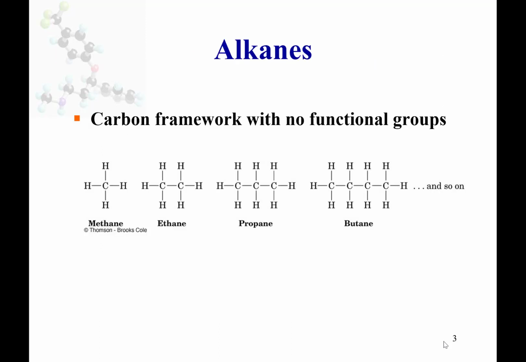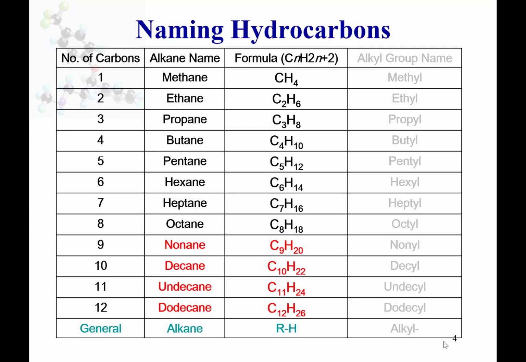The simplest family is the alkanes, which contain only a carbon framework and C-H bonds with no other functional groups. To name this family, most of you have probably had some experience that it is named according to the number of carbons. Many of you already know the names for the hydrocarbons from 1 to 8. So for 1 carbon it's methane, and then ethane, propane, butane, pentane, hexane, heptane, and octane.